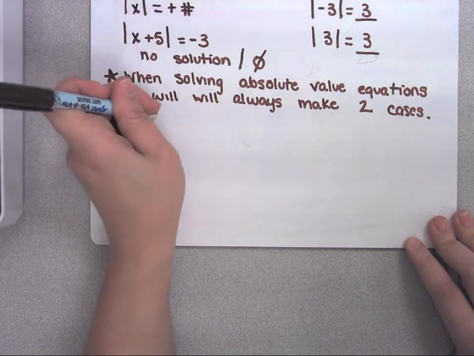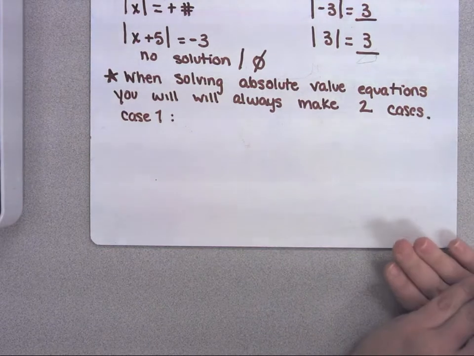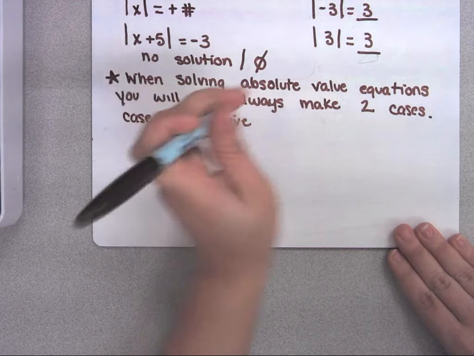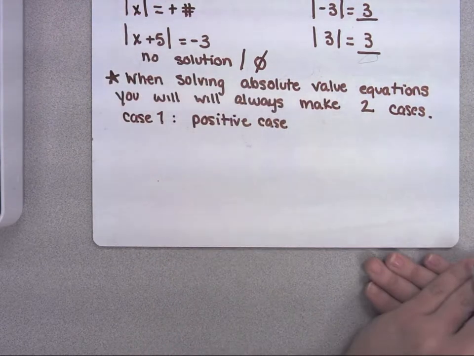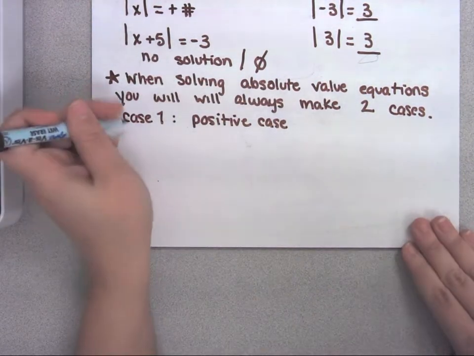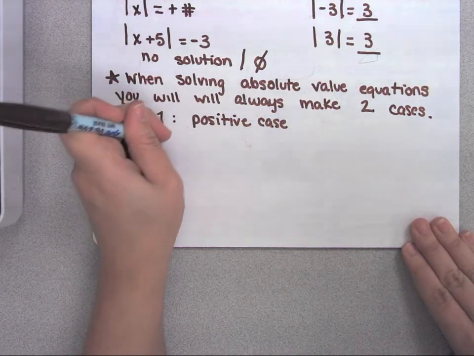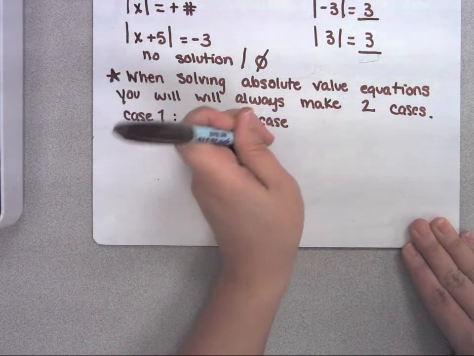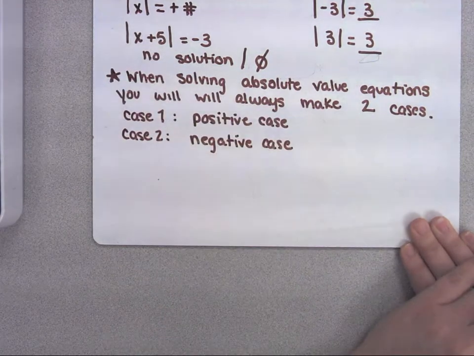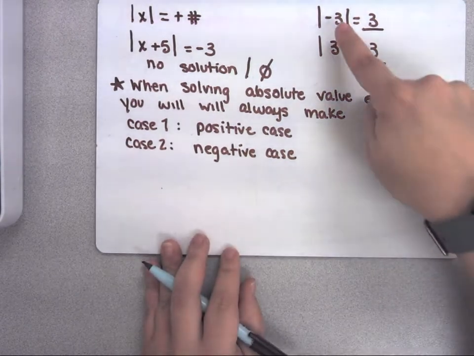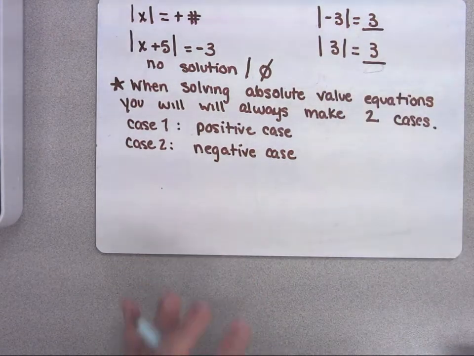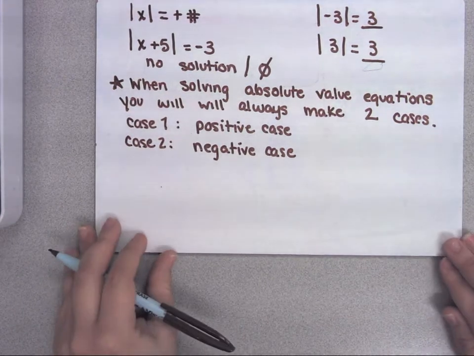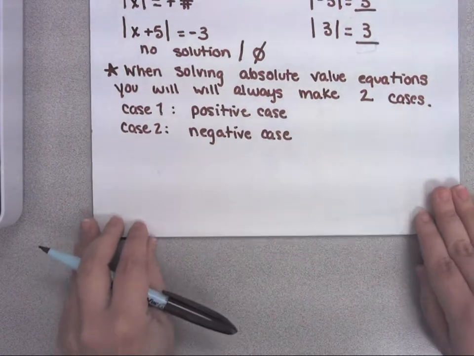Case 1 is going to be your positive case. That means your answer is going to equal a positive number. Case 2 is going to be your negative case. Just like up here, because we had a positive and negative number that made the same answer. Okay? And I could show you this in a very generic form, but it's confusing. So we're just going to do an actual problem.